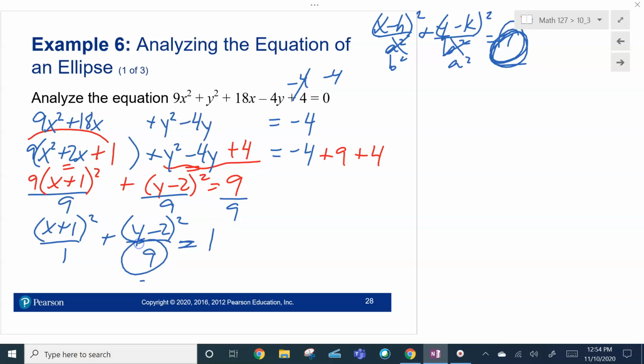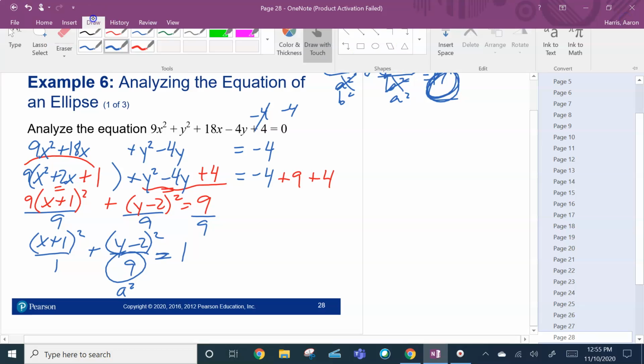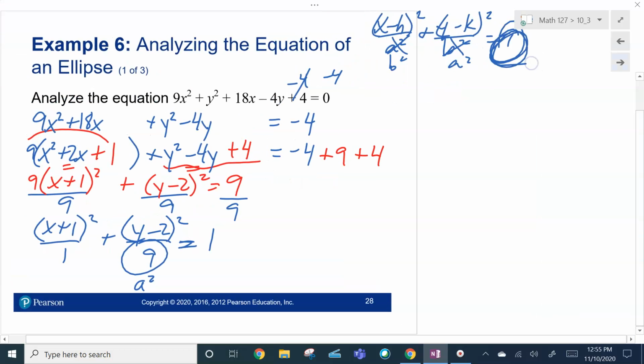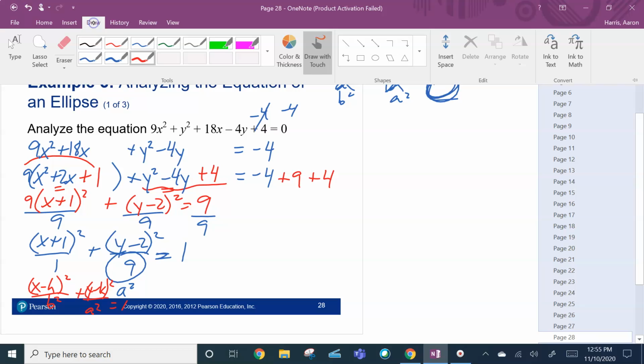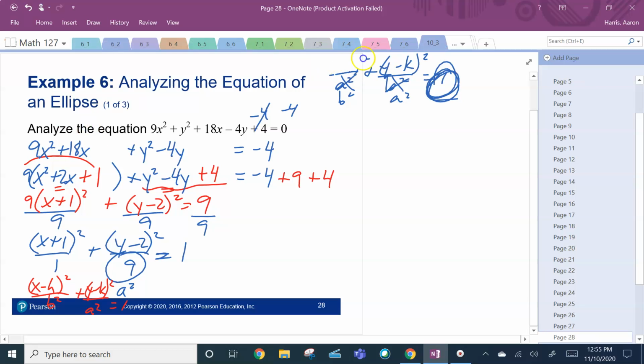Now notice, this is the bigger number. That's my a squared. Okay, that's my a squared. So I know I'm of the form, let's see, x minus h squared, so that's my b squared, plus y minus k squared over a squared equals 1, which means the major axis is vertical. Okay, so I've got the major axis is vertical. So let's start writing, get rid of a little bit of junk in the way here.